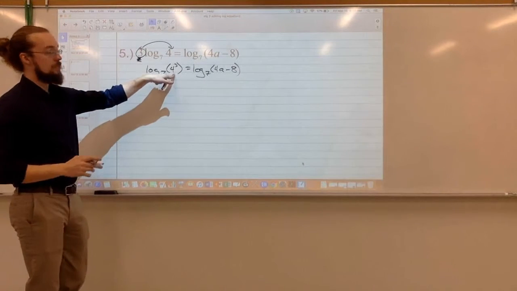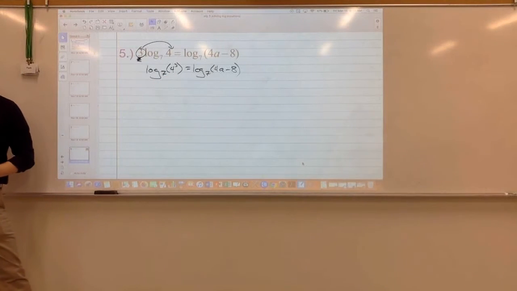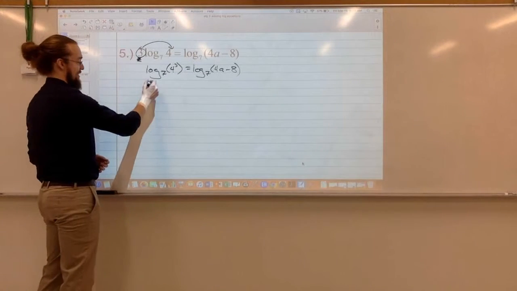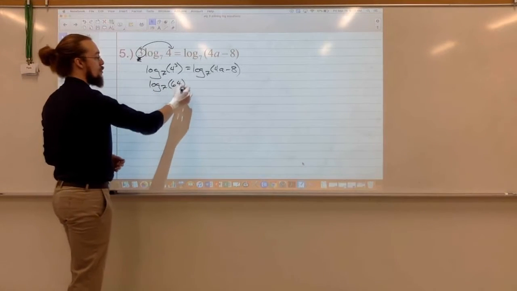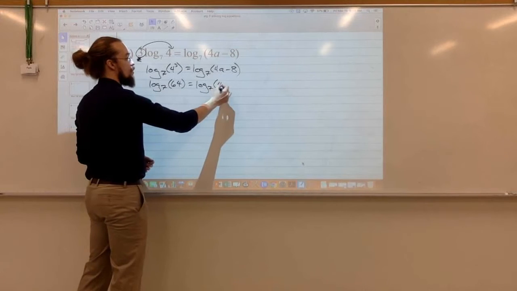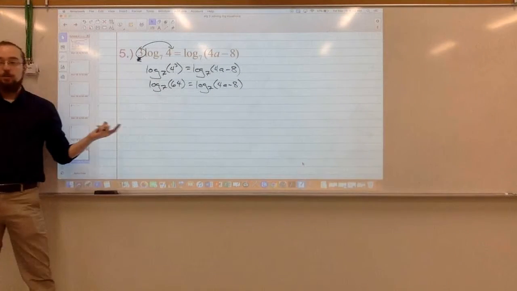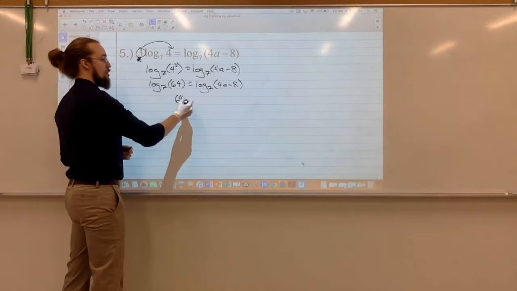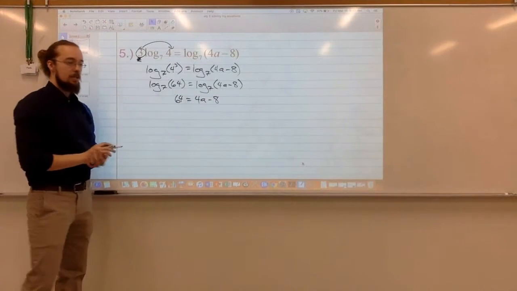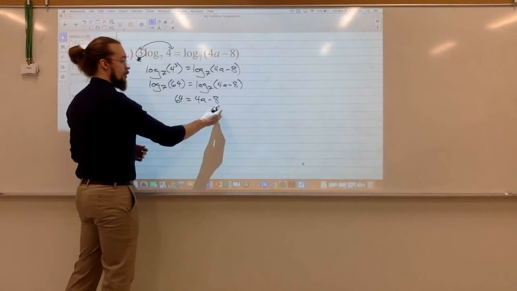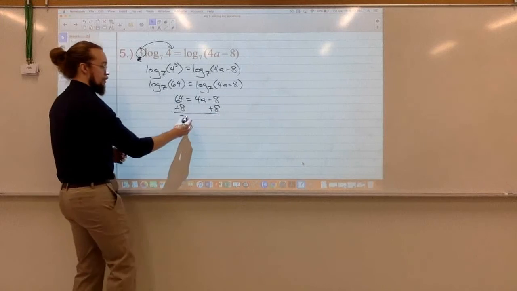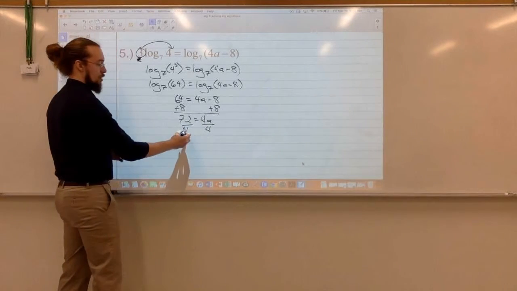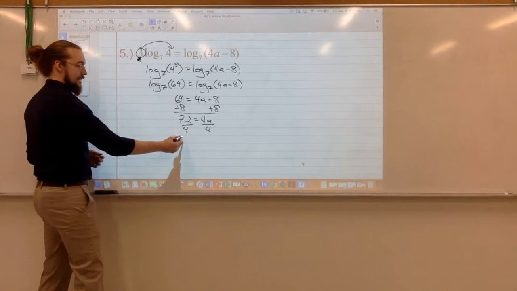What's 4 to the 3rd power? Kind of big. 64. So this would just be log base 7 of 64 equals log base 7 of 4a minus 8. Now I can use my one-to-one property and say what's on the inside here will equal what's on the inside here. So 64 equals 4a minus 8. Two-step equation. So add 8 to both sides. We get 72 equals 4a. Divide both sides by 4. And we get 18.